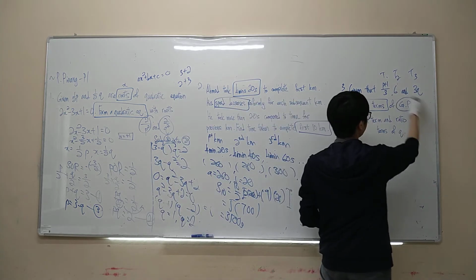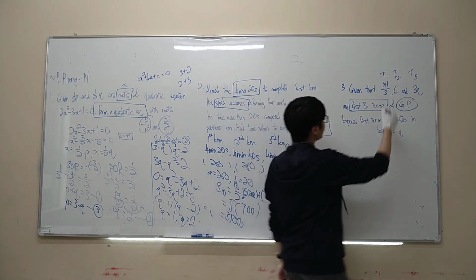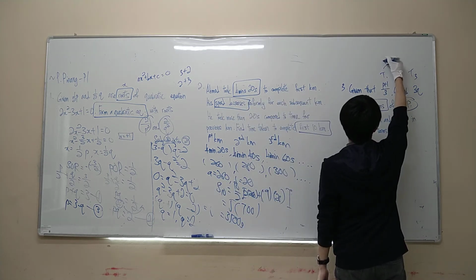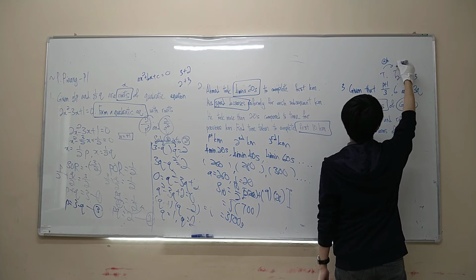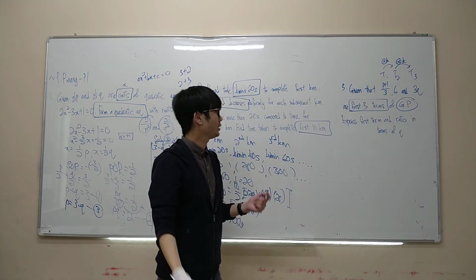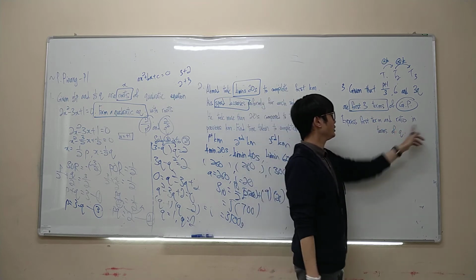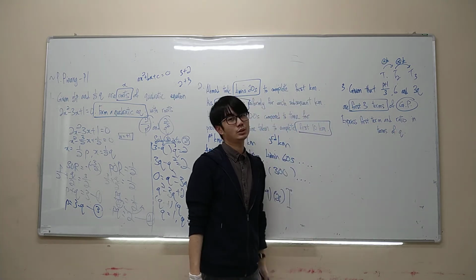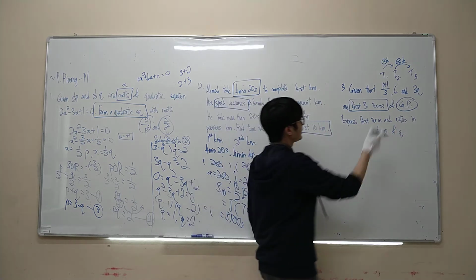Of a GP means geometric. It means that from T1 to T2, I have to times a number, let's call it k. And from T2 to T3, you have to times the same number, which is k also. So express the first term and ratio in terms of q. There is only one way to do it. How do we do it?